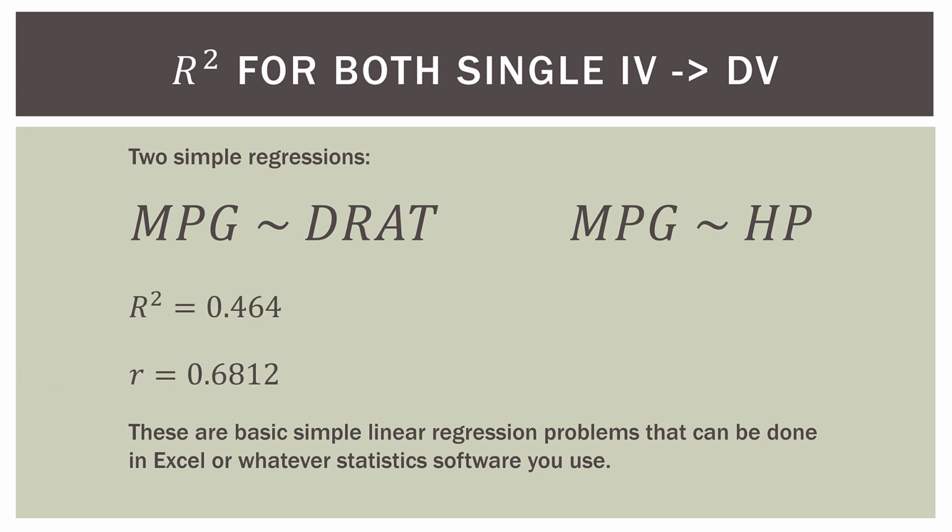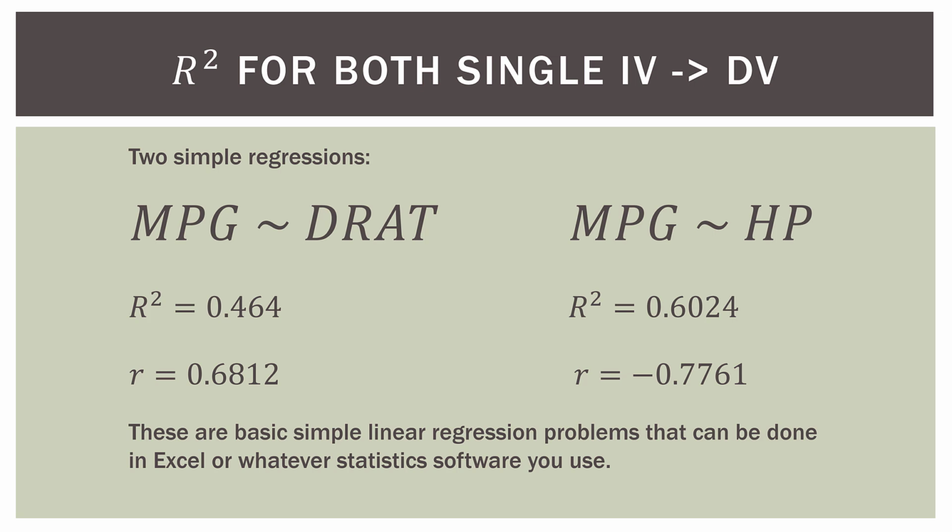So in our first case, where we're explaining the variance in miles per gallon using the drive actual ratio, we have an R squared of 0.464 and a correlation, which is the square root of that, of 0.6812. In this instance, 1-to-1, DRAT seems to explain about 46% of the variance in miles per gallon. Now horsepower has an R squared of 0.6024. So in this case, it appears horsepower explains about 60% of the variance in miles per gallon. Again, just looking at those 1-to-1 in each case.